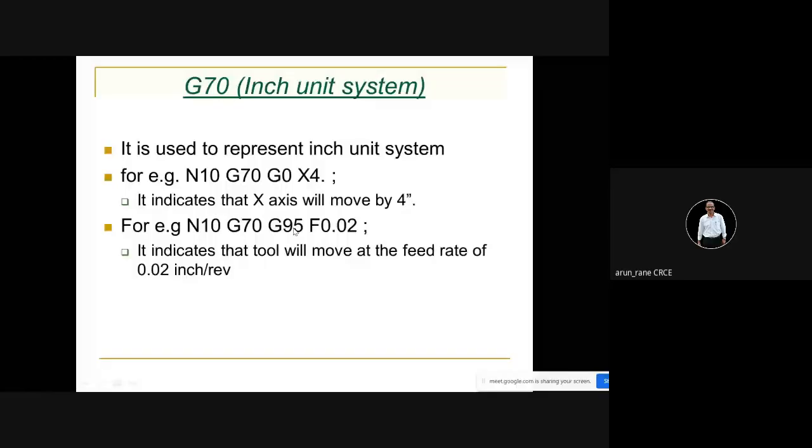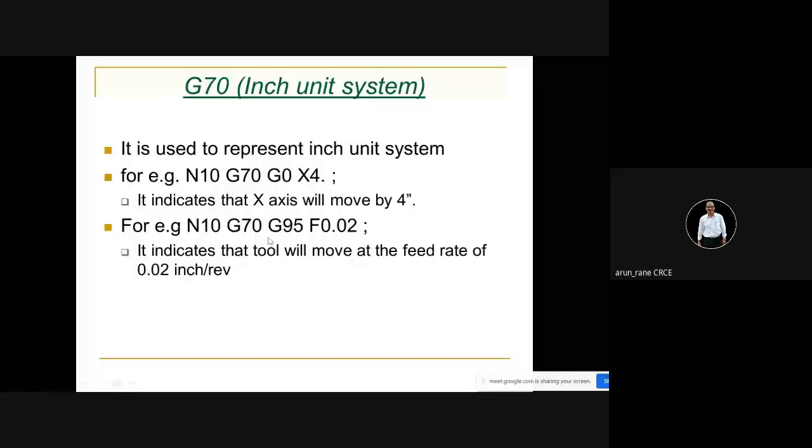G95 means per revolution and G94 means per minute. And whether it is millimeter or inch, that is decided by G70. If it is G70, then it will be inch, and if it is G71, it will be millimeter. Alright. So it's a modal code. It remains active unless and until it is replaced. If you understood G70, then G71 is simple.